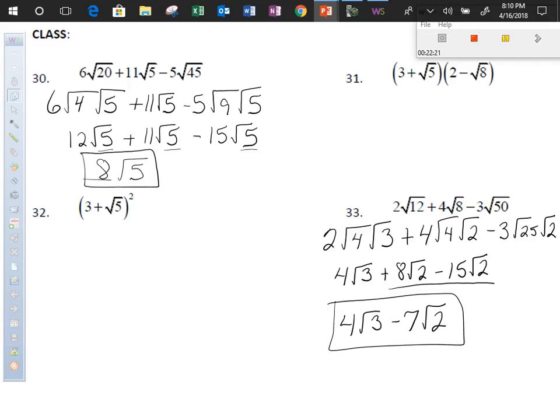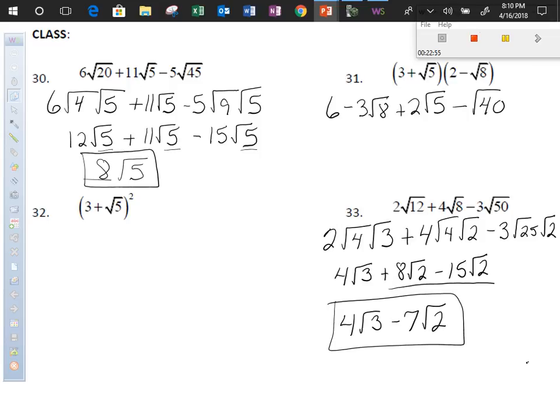Now, let's go back up to number 31. I hope you recognize that this would be a FOIL kind of problem. So I'm going to go 3 times 2 is 6. And I'm going to go 3 times negative radical 8, so I've got minus 3 radical 8, plus square root of 5 times 2, I'm going to list that as 2 radical 5, minus, since these are both in the radicals, that becomes the square root of 40.